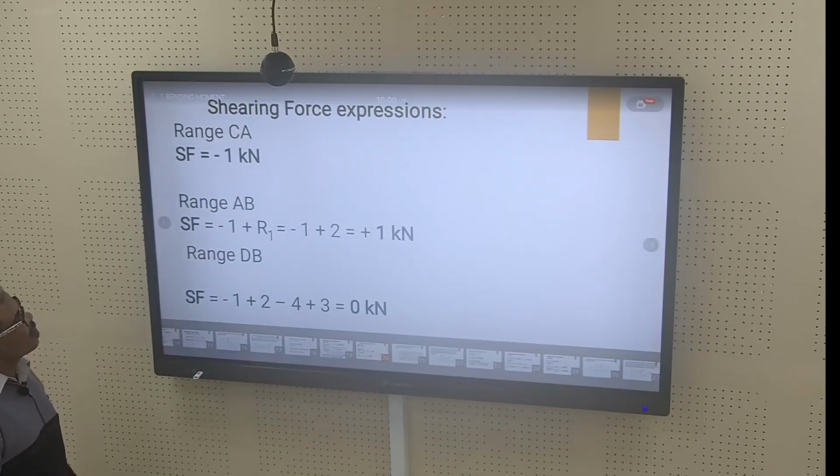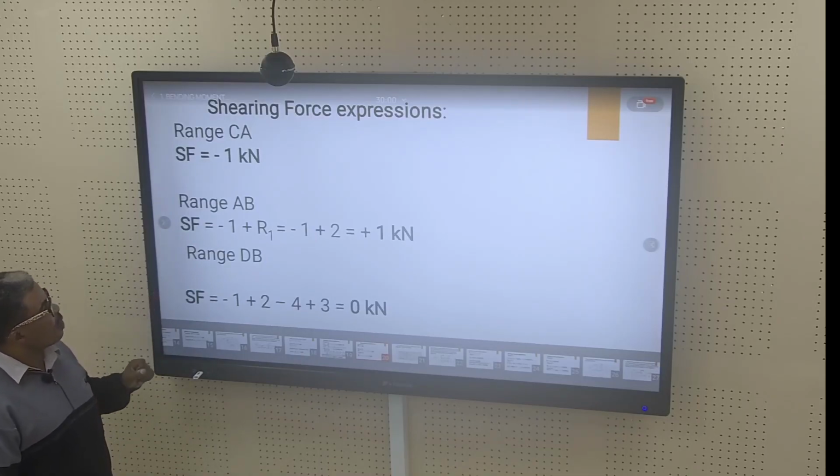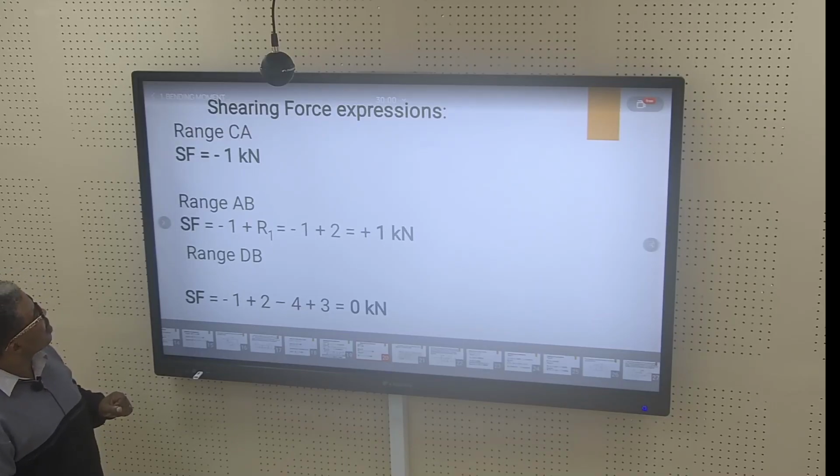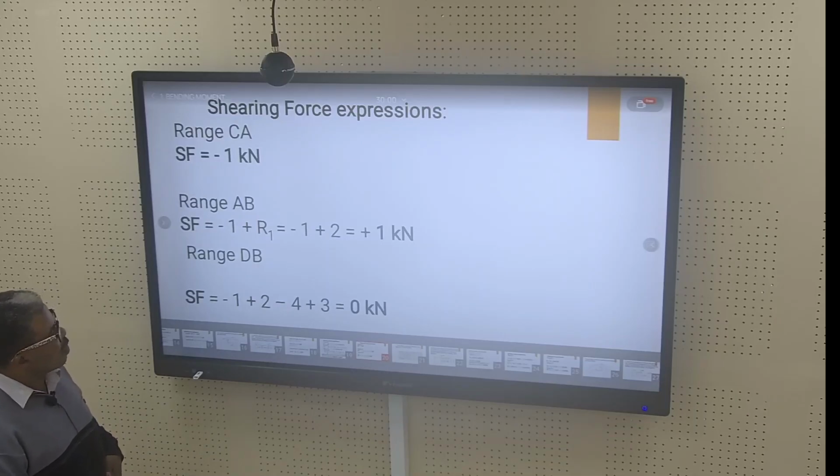Let's see the shearing force expression. The range of CA, shearing force, is 1 kilonewton. The reaction at CA is 1 kilonewton, and the range at AB is negative 1 minus R1. It becomes -1 plus 2 equals 1 kilonewton. So the range at DB is -1 plus 2 minus 4 plus 3, it becomes 0 kilonewton.